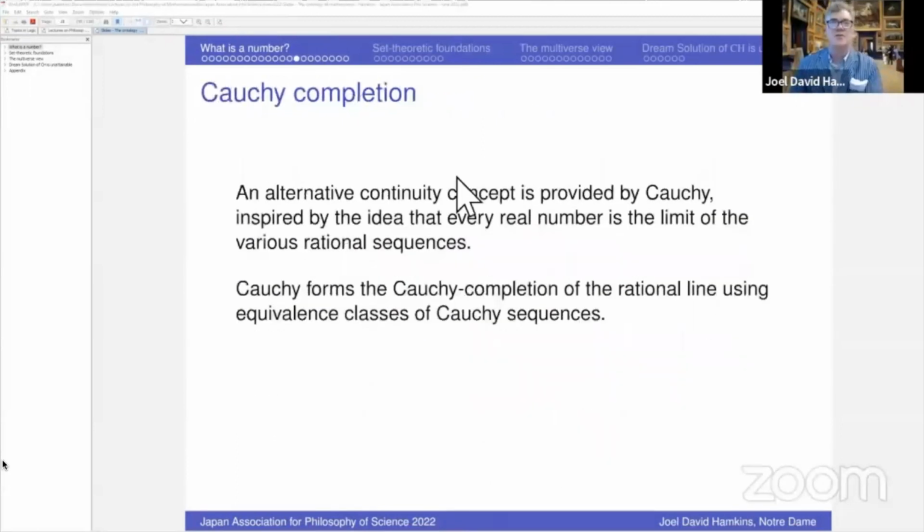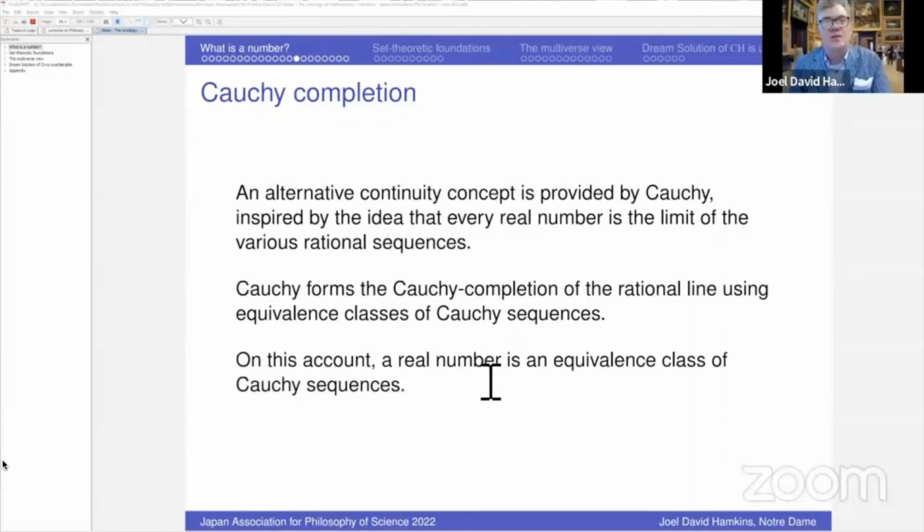So there's an alternative continuity concept provided by Cauchy, inspired by the idea that every real number is the limit of the rational sequences that are converging to it. And Cauchy forms what's called now the Cauchy completion of the rational line using equivalence classes of Cauchy sequences. So we have two different conceptions of what a real number is. On this account, a real number is an equivalence class of those Cauchy sequences.